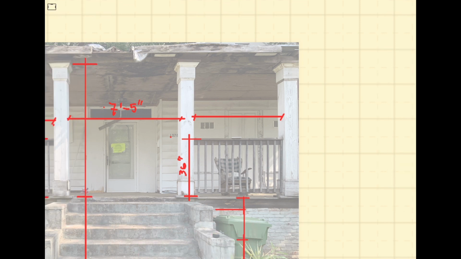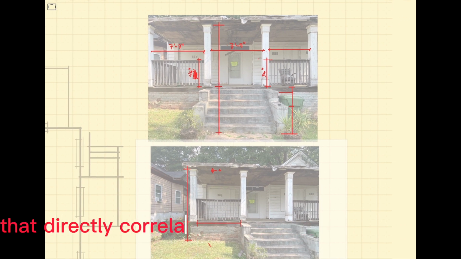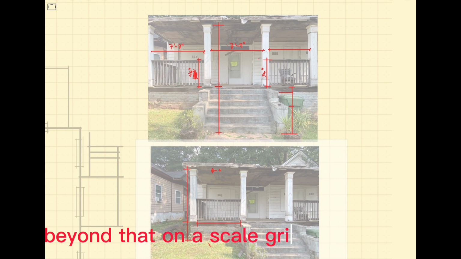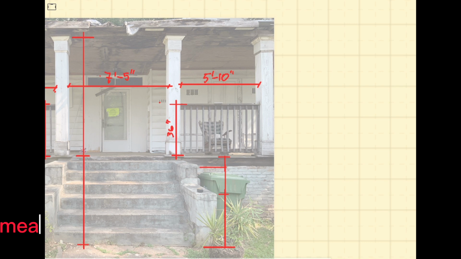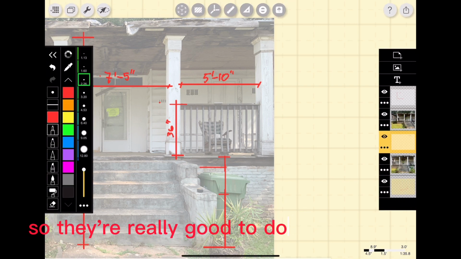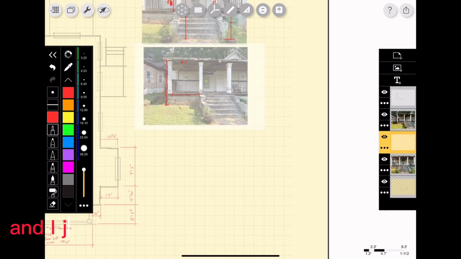It's so easy because I can import images into Trace that directly correlate with specific positions on the drawing that I have beyond that on a scale grid. And I can take the images and write over top of them measurements that I don't have to do in plan. So they're really good to do in elevation. And as you can see on the right hand side, I have my layers and I just keep creating the layers as such.